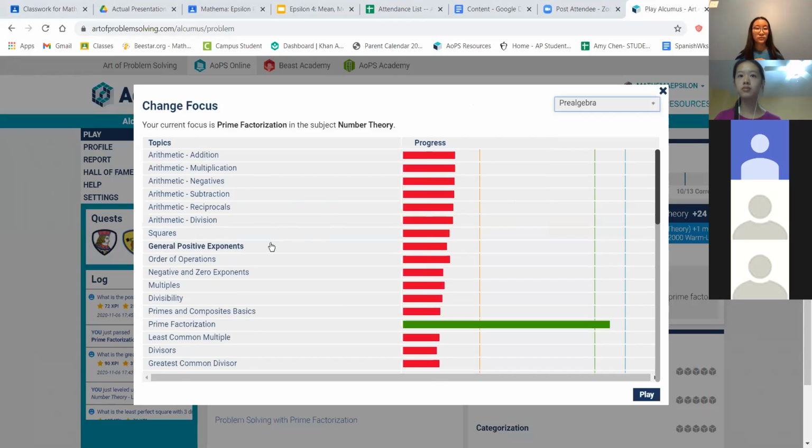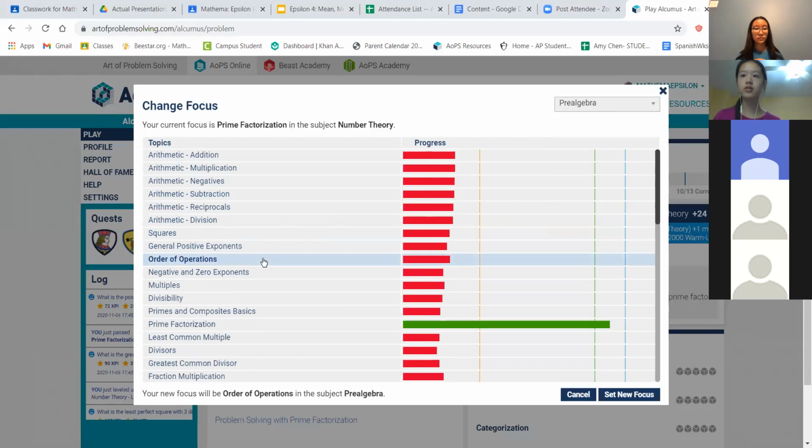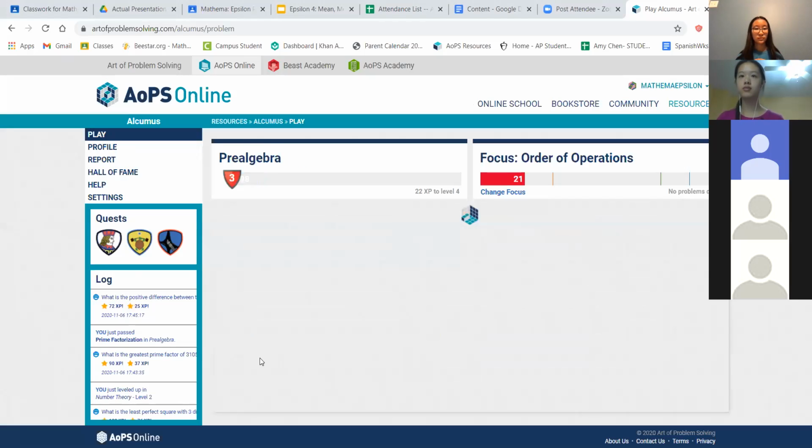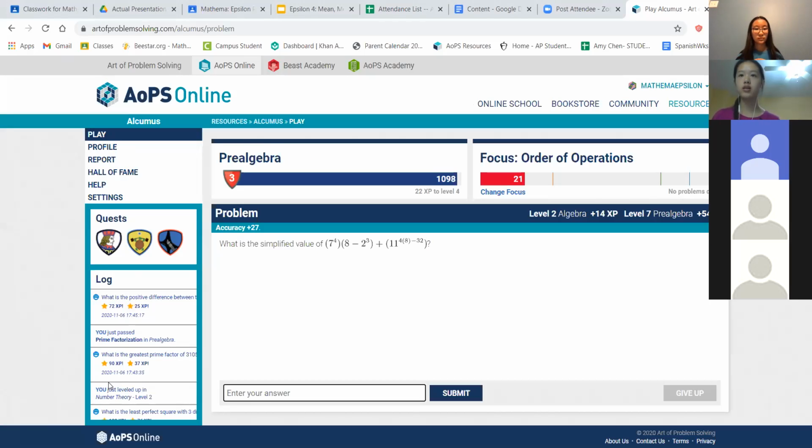Okay, we're going to do order of operations. What is the simplified value of 7 to the 4th times 8 minus 2 cubed plus 11 to the 4 times 8 minus 32 power?